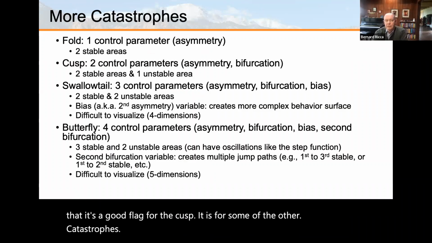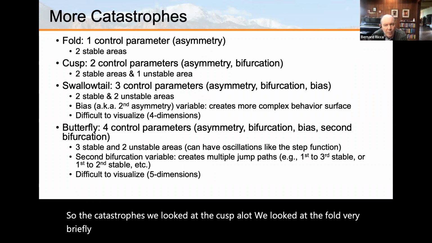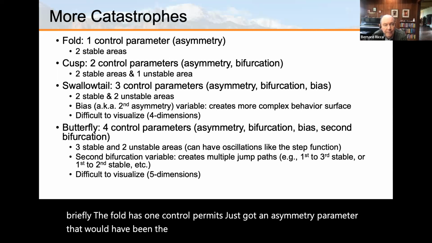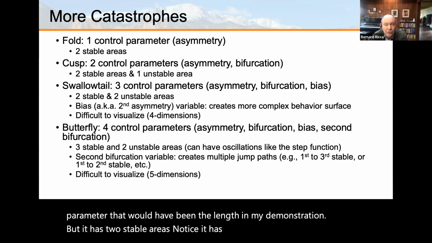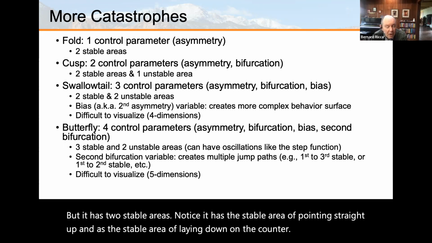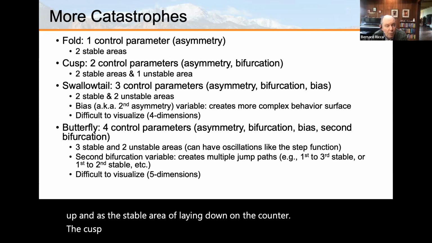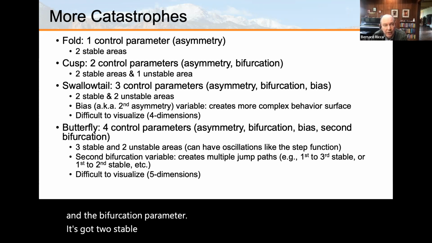So the catastrophes, we looked at the cusp a lot. We looked at the fold very briefly. The fold has one control parameter. It's just got an asymmetry parameter. That would have been the length in my demonstration. But it has two stable areas. Notice it has the stable area of pointing straight up and has the stable area of laying down on the counter. The cusp typically has two control parameters, the asymmetry parameter and the bifurcation parameter. It's got two stable areas and an unstable area.